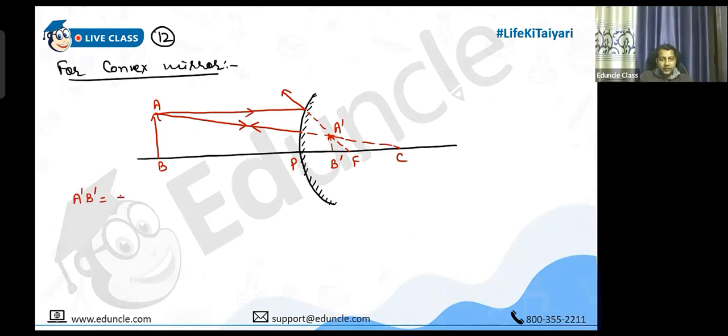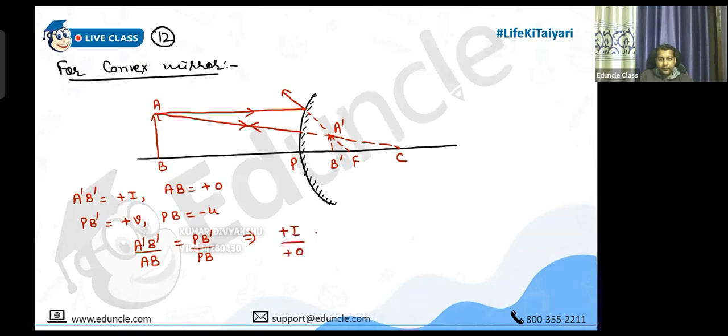So A dash B dash is plus I, AB is plus O, PB dash is plus V, PB is minus U. So A dash B dash by AB, PB dash by PB. So again positive. Please check. So in all the cases, the formula for the magnification is minus V by U.